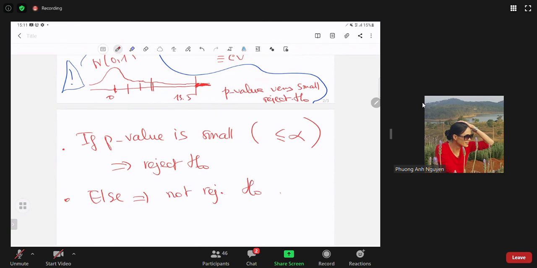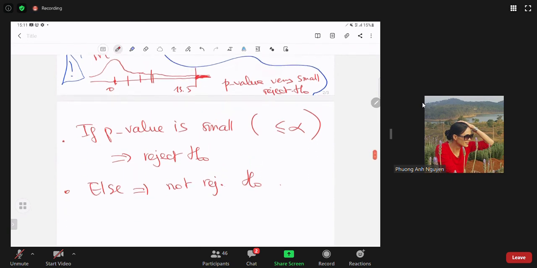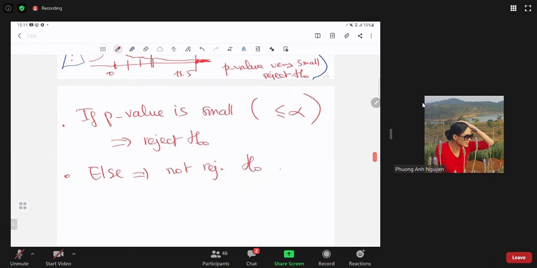Something that you have to know and to learn: if the p-value is small, then we reject H0. In practice, we get the p-value from the computer software, and you make the decision automatically. Anything else about the p-value?